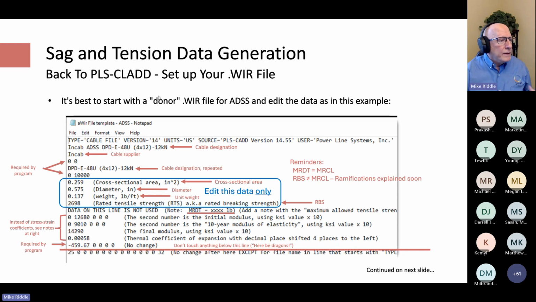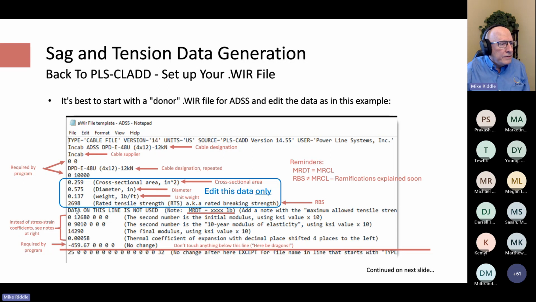Then load it into PLS CAD and generate your data. So it's that simple. It's best to start with an existing one, what I call a donor file, and then edit the data. So this is an example. I'm not going to talk about this in extreme detail in the interest of time, but you could refer to this slide to see what's there and what it all means.